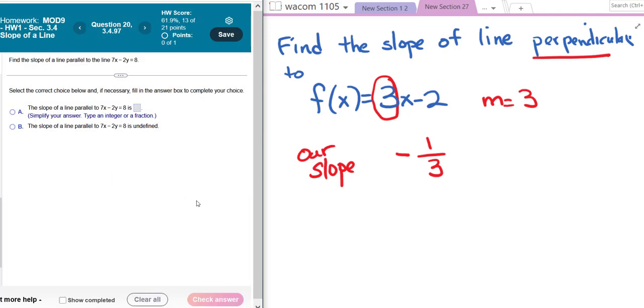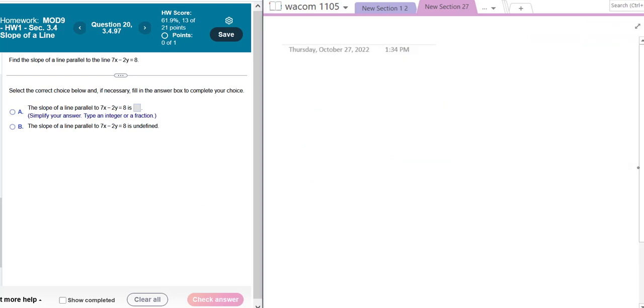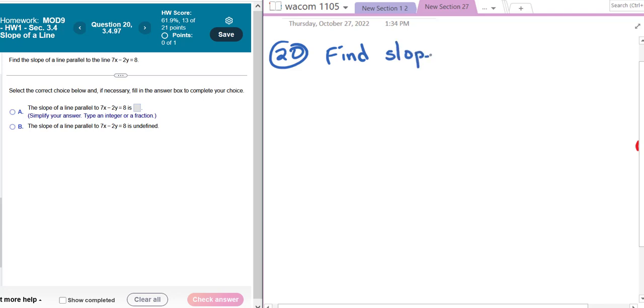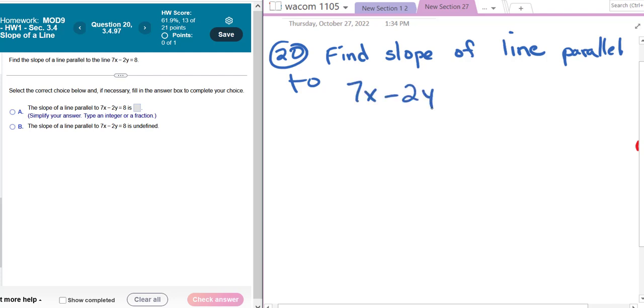All right, 20. So I did choose this one. Same idea, but they're going to make us do algebra first. Find the slope of a line parallel to this line. But this one is not in the proper form. So that's why we have to do some algebra first to find this slope. Ours is going to be the same because it says parallel. So ours will be the same, right? So we need to isolate y. So I'm going to subtract the 7x from both sides.